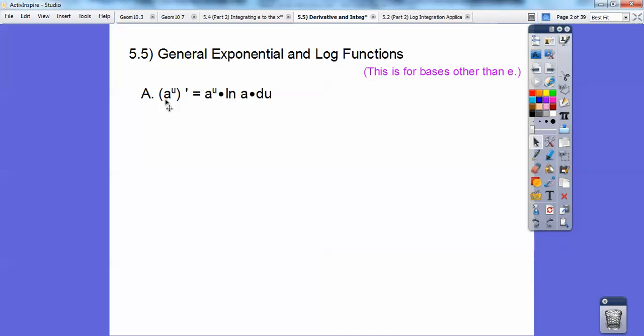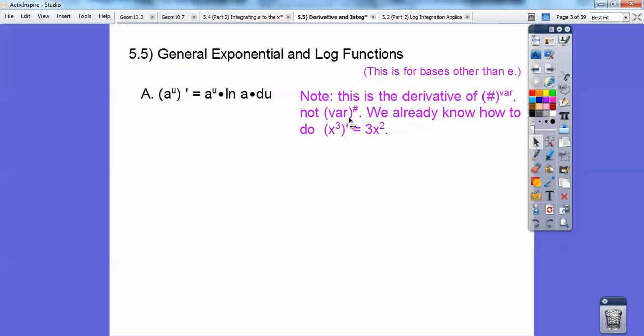So here we have the derivative of a number to a variable. So this is a number to a variable equals the function itself times the natural log of this base right here times the chain right there, okay? So don't get that confused with a variable to a number. A variable to a number is something we've already done before. So if I wanted the derivative of this, it's just 3x squared, okay? We've already done that. This is when we're going to have a number to a variable.